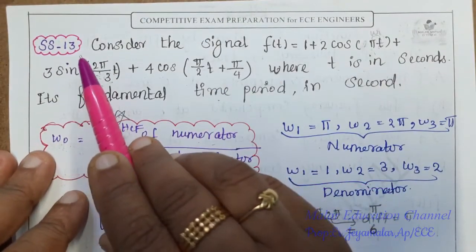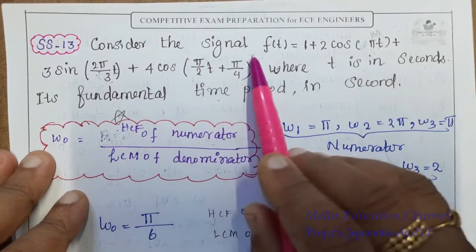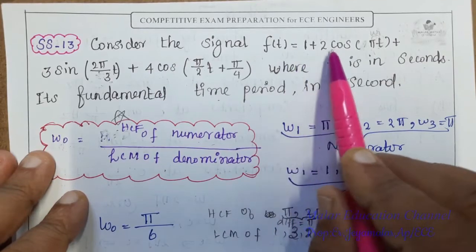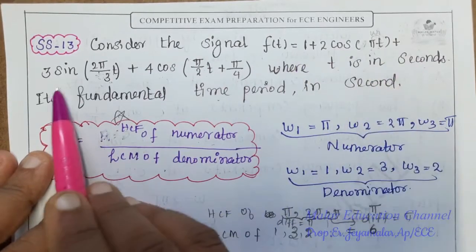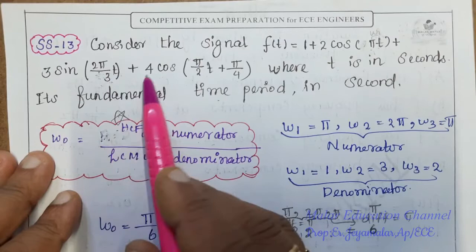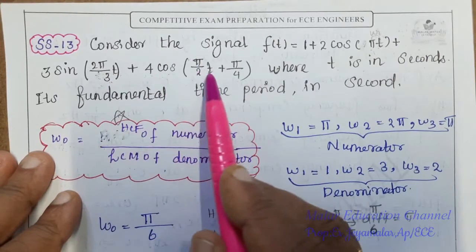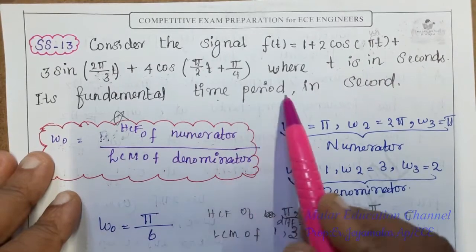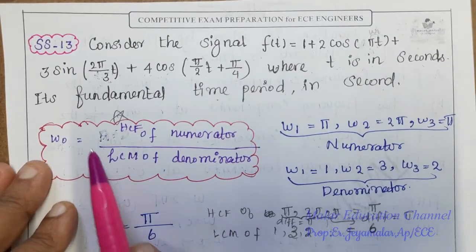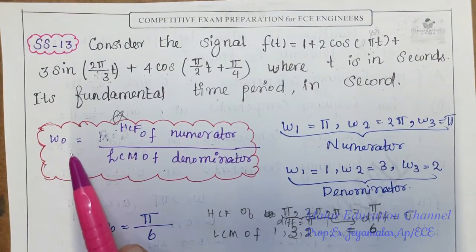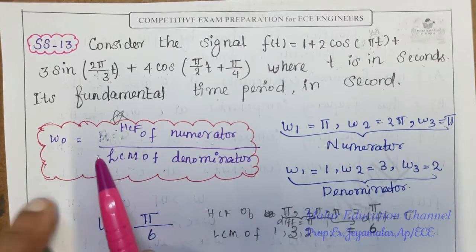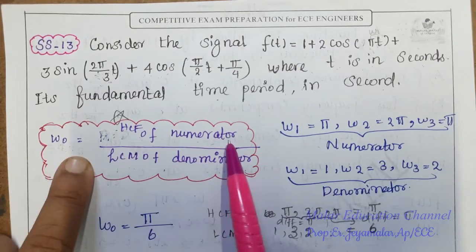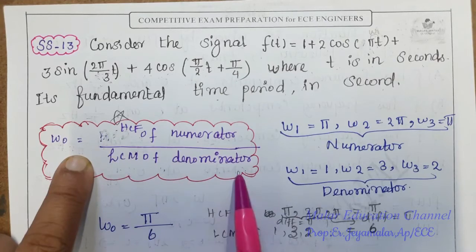Signals and systems, question number 13. Consider the signal f of t equals 1 plus 2 cos pi t plus 3 sin 2 pi by 3 t plus 4 cos (pi by 2 t plus pi by 4), where t is in seconds. Its fundamental time period in seconds? Simple formula: omega naught, the fundamental angular frequency, is equal to the HCF of the numerators divided by the LCM of the denominators.